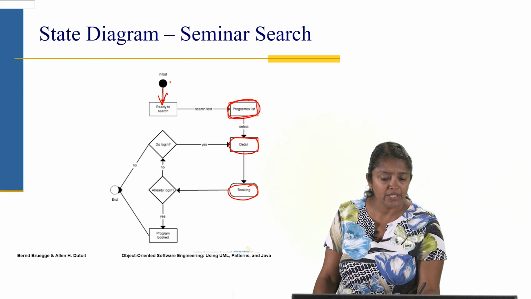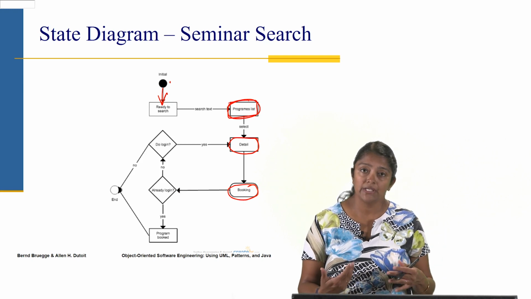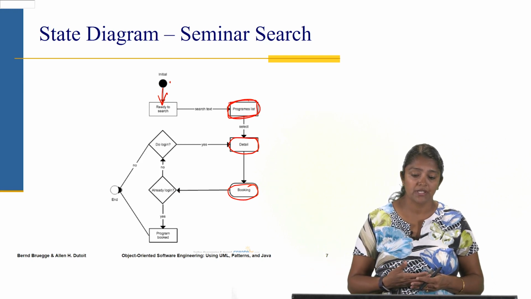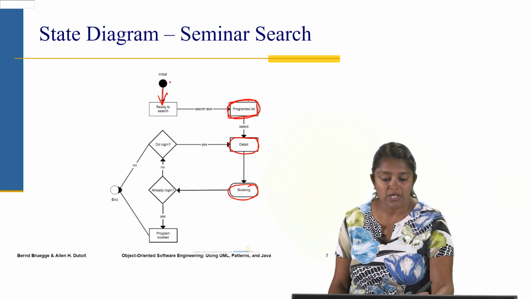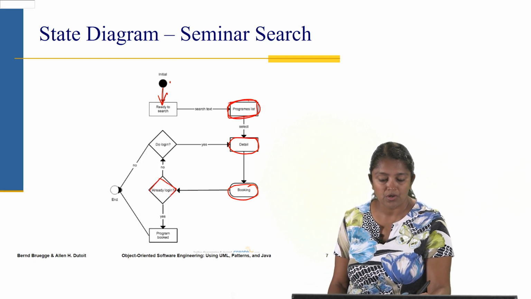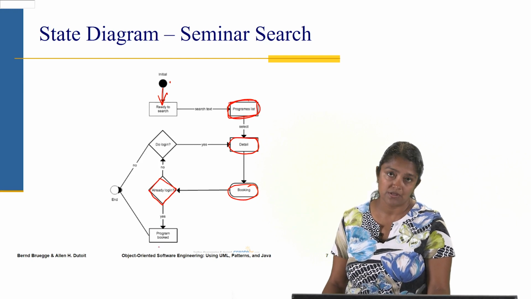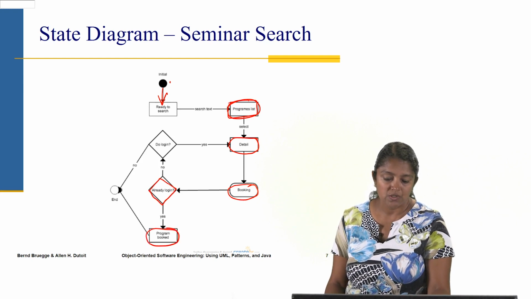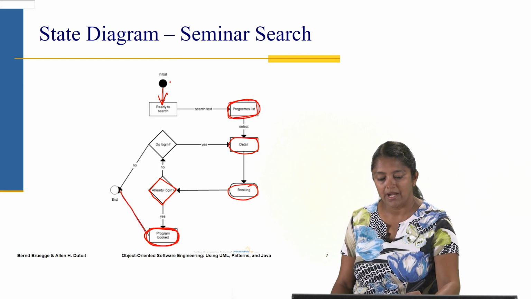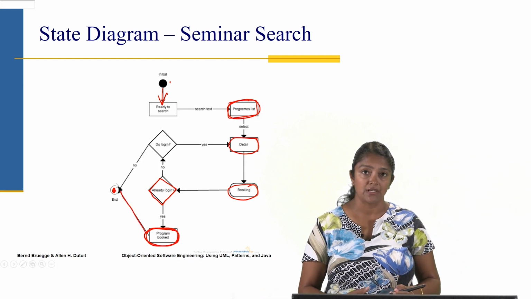Now at the booking state, there could be some additional conditions that can be added. From the booking state, we want to check if the user is already logged in. If yes, then the seminar is booked, so it is in this booked state, and that's our end state as well, the final state.